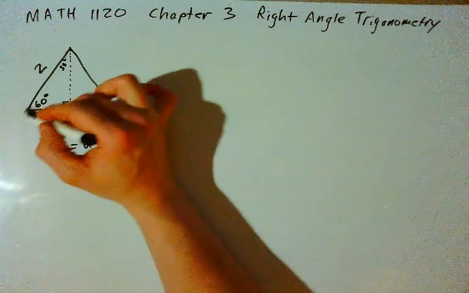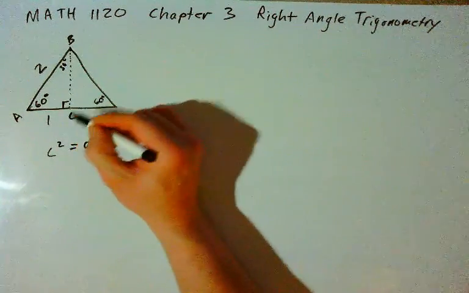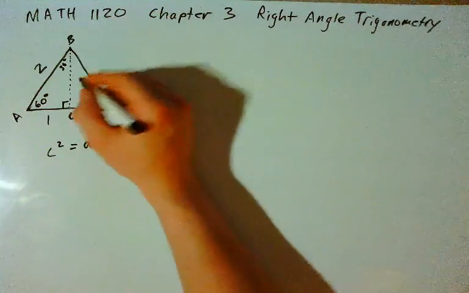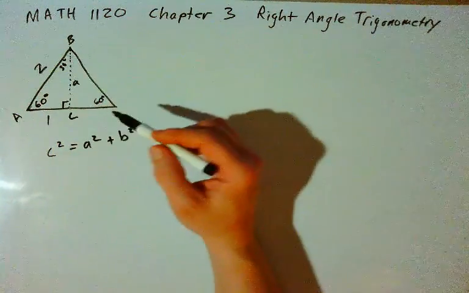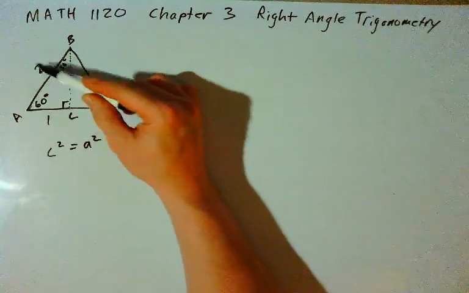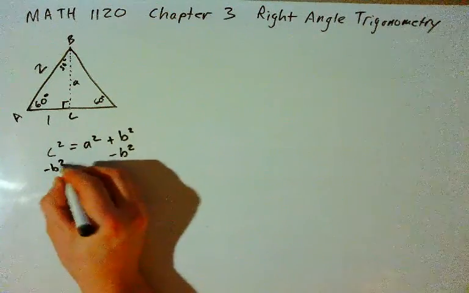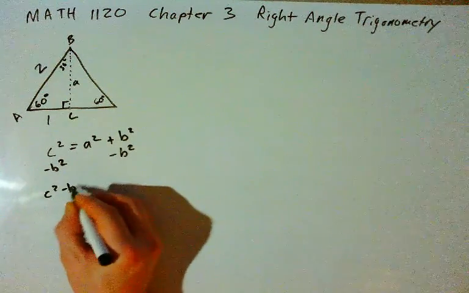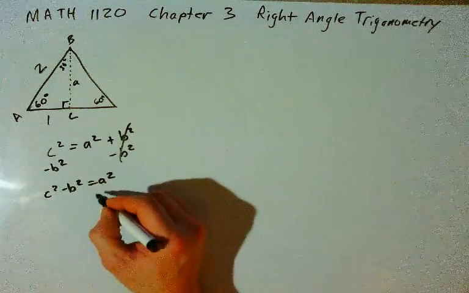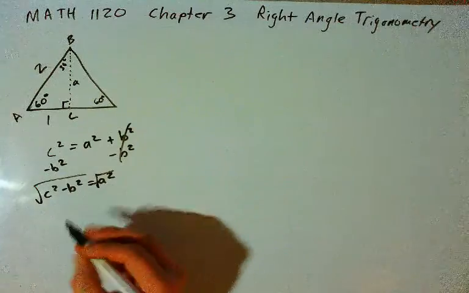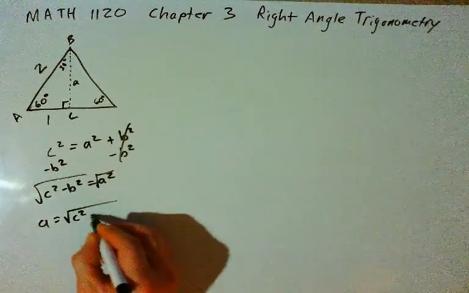And so if I let this be angle A, this is angle B, this is angle C. For this triangle, this will be side A, and this will be side B, and this will be side C. And so I already know sides B and C. I'm looking for side A. And so I'm going to subtract B squared from both sides. Okay, and I'm going to take the square root of both sides. And so A will be equal to the square root of C squared minus B squared.